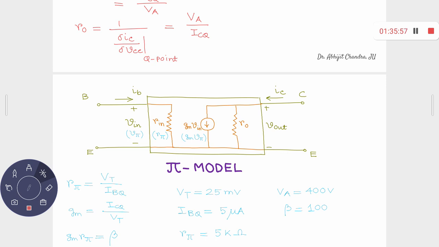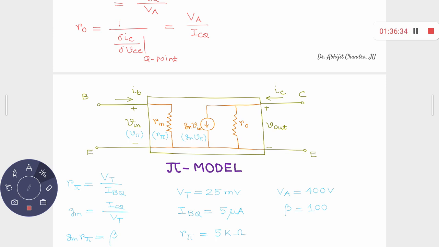If you take a look at how it is connected, the connection is something like this, and then this. It looks like an inverted pi, because both of the emitters are internally connected. So this model is known as a pi model. There are so many models. This is one of those models which is known as the pi model.